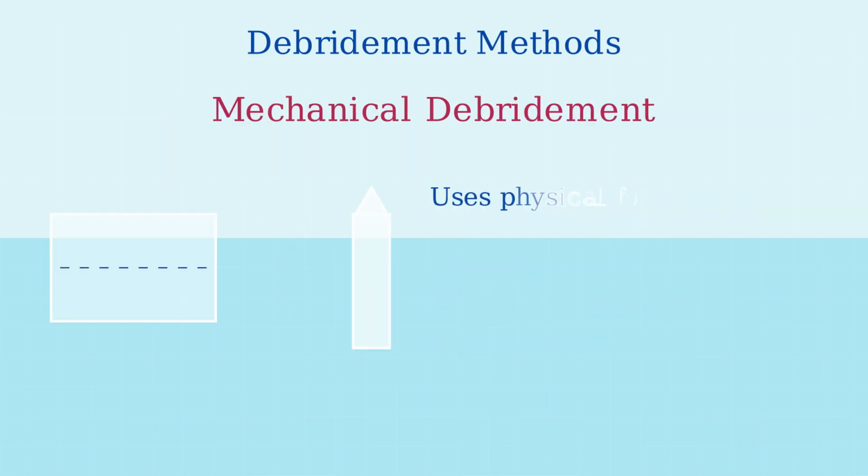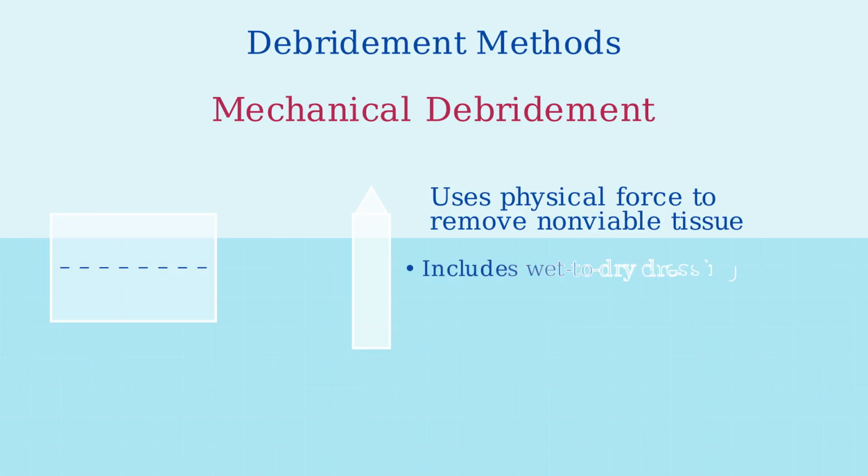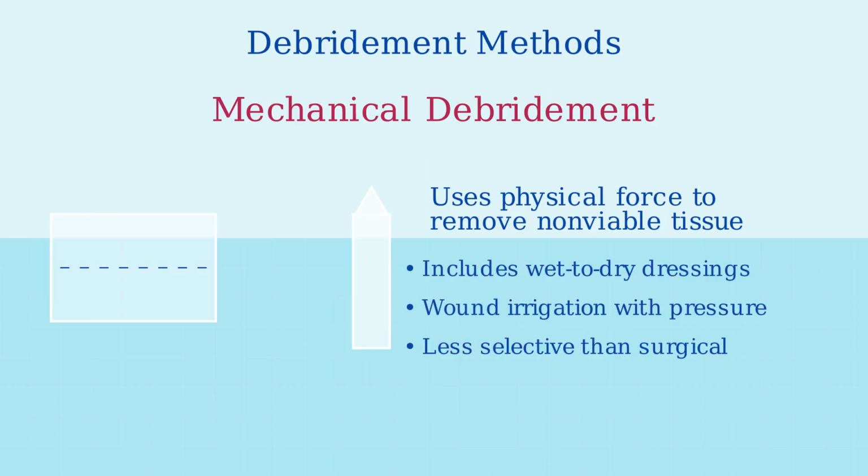Mechanical debridement uses physical force to remove non-viable tissue from wounds. This includes using wet-to-dry dressings, where gauze adheres to dead tissue and removes it when the dressing is changed, as well as wound irrigation with pressure. While effective, mechanical methods are less selective than surgical debridement and may damage healthy tissue.